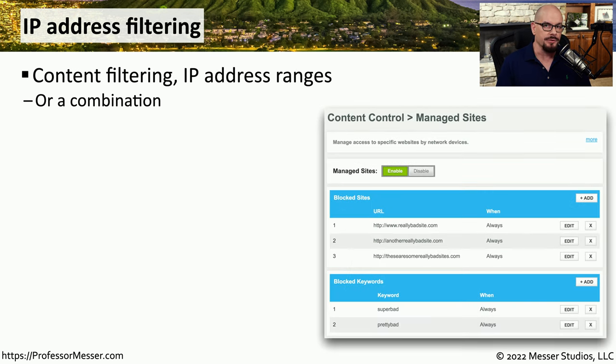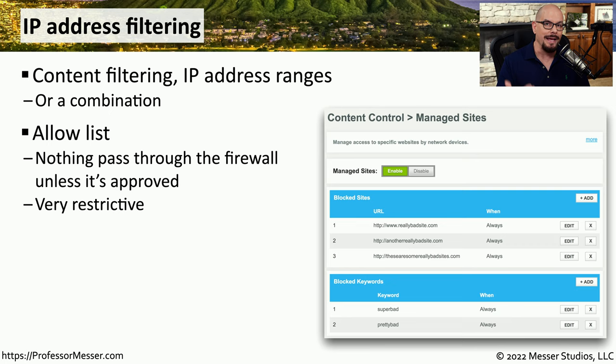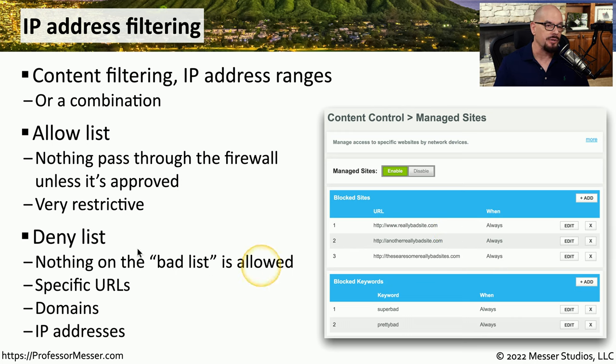There may be content filtering built into your SOHO router in the form of IP address filtering or content filtering. You may be able to create an allow list on this router that would block all traffic through the router except the traffic destined for certain IP addresses or fully qualified domain names. This is obviously a very restrictive form of security, and it requires that you as the administrator always keep that list up to date. A different philosophy on filtering is to create a deny list where everything is allowed through the router except for access to very specific IP addresses or sites.